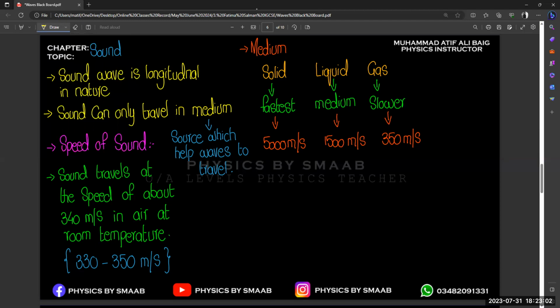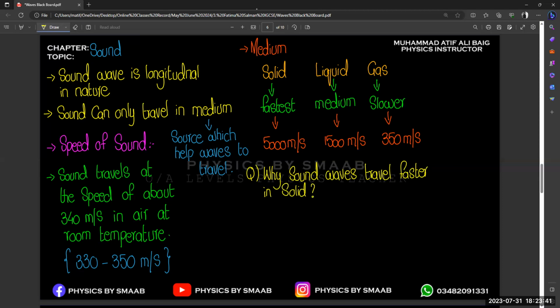So the question is, why do sound waves travel faster in solid? This is our main question. Now, if we talk about the basic formation of solid, liquid, and gas, you already know about their formation. Solid has a fixed shape and fixed volume, right? As compared to liquid and gas, solid has a fixed shape and fixed volume.